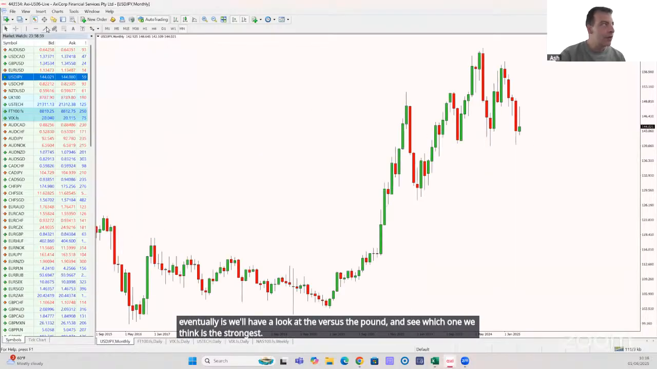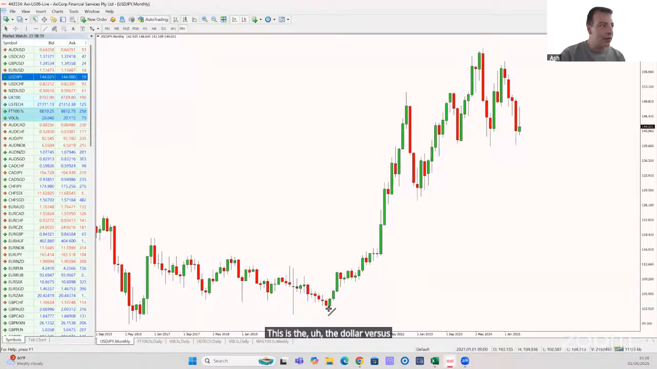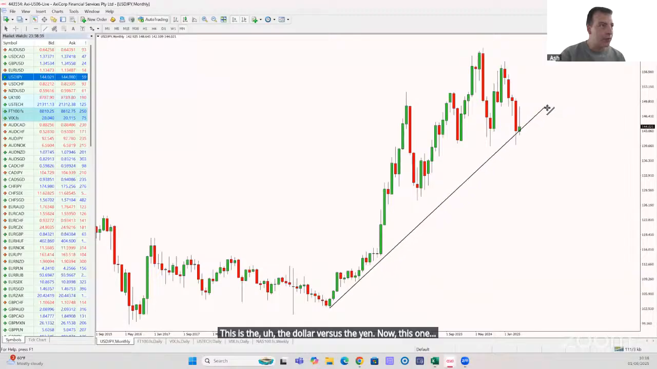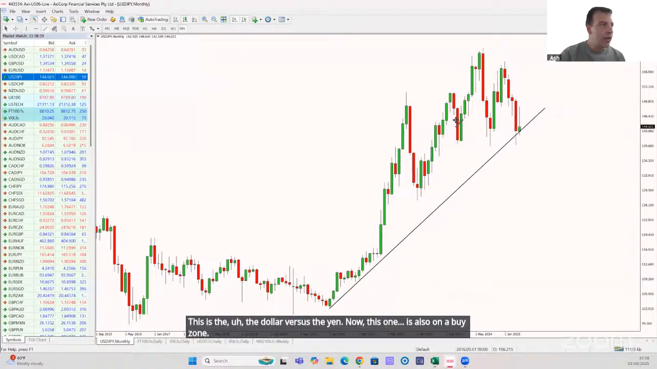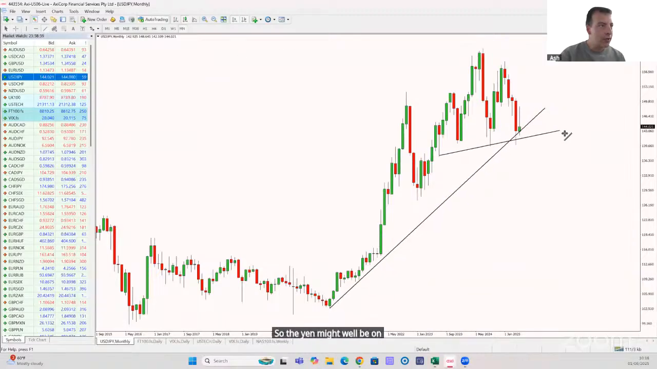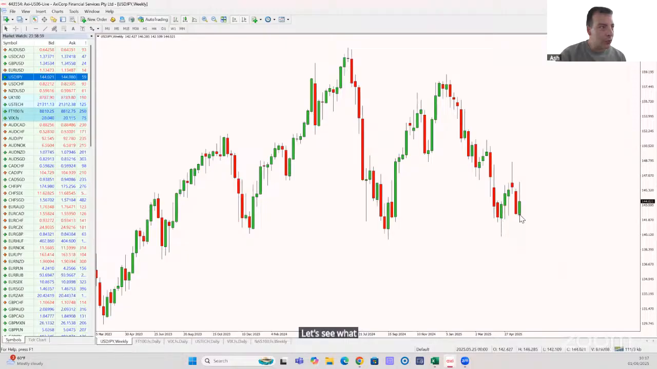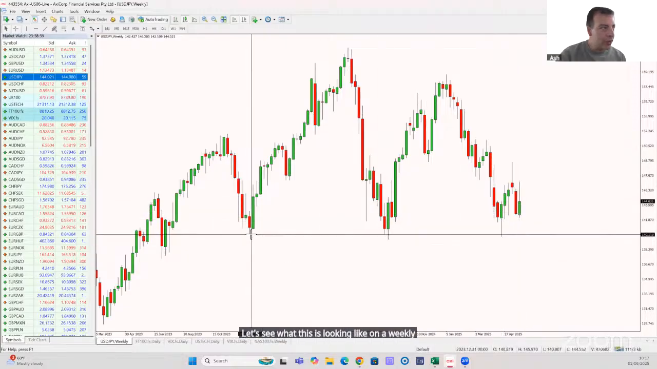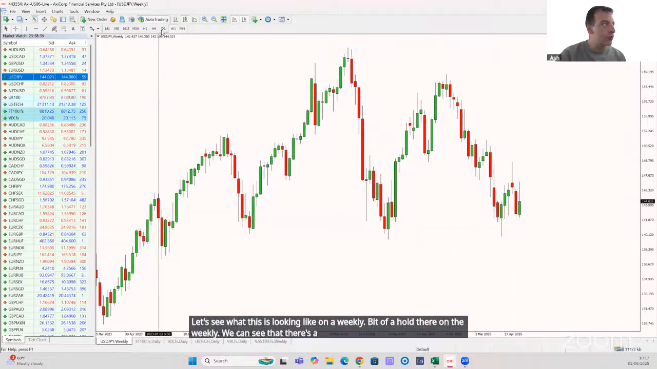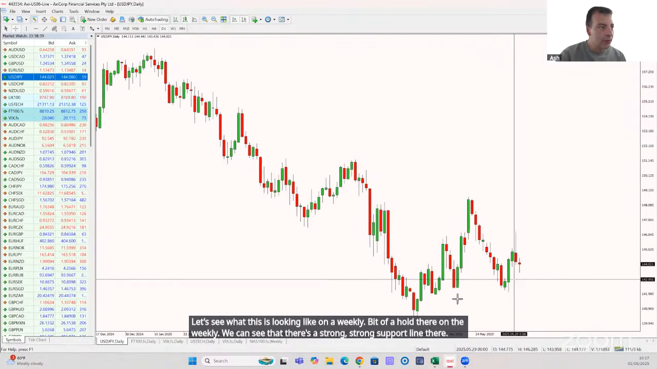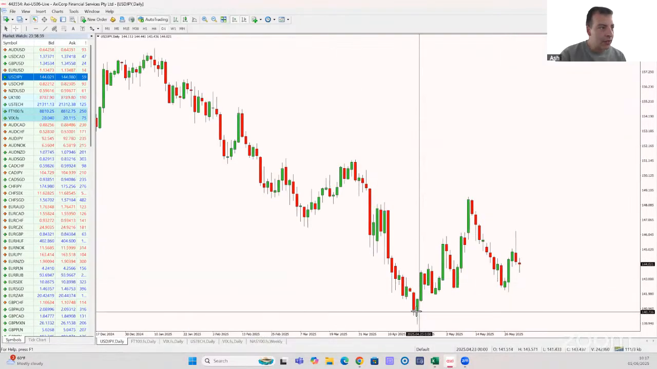This is the dollar versus the yen. This one is also on a buy zone. So the yen might well be on our sell list. So we'll look at the pound yen and we'll look at the euro yen. Let's see what this is looking like on the weekly. A bit of a hold there on the weekly. We can see that there's a strong support line there. Price action here.